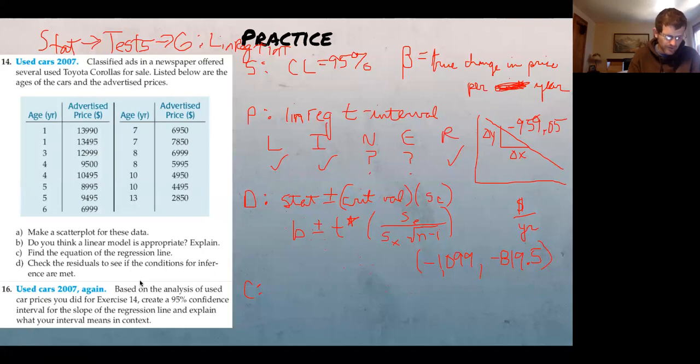So here's how we can conclude this. We are 95% confident that the interval from negative 1099 to negative 819.5 captures the true change in car value per year.